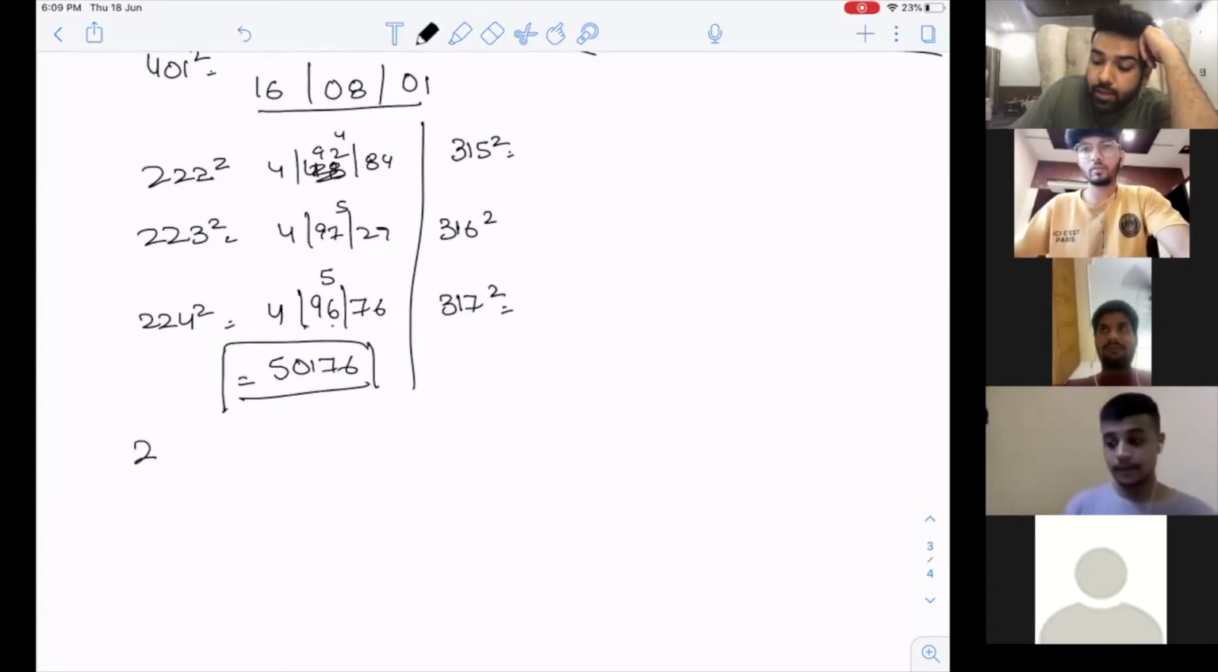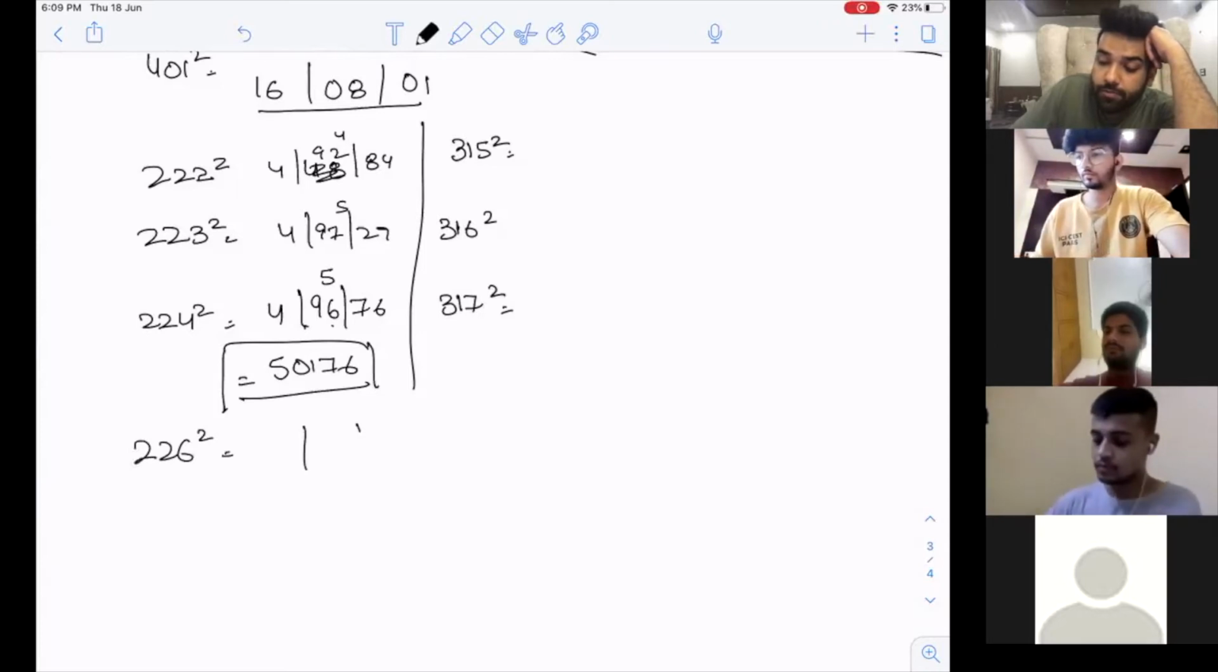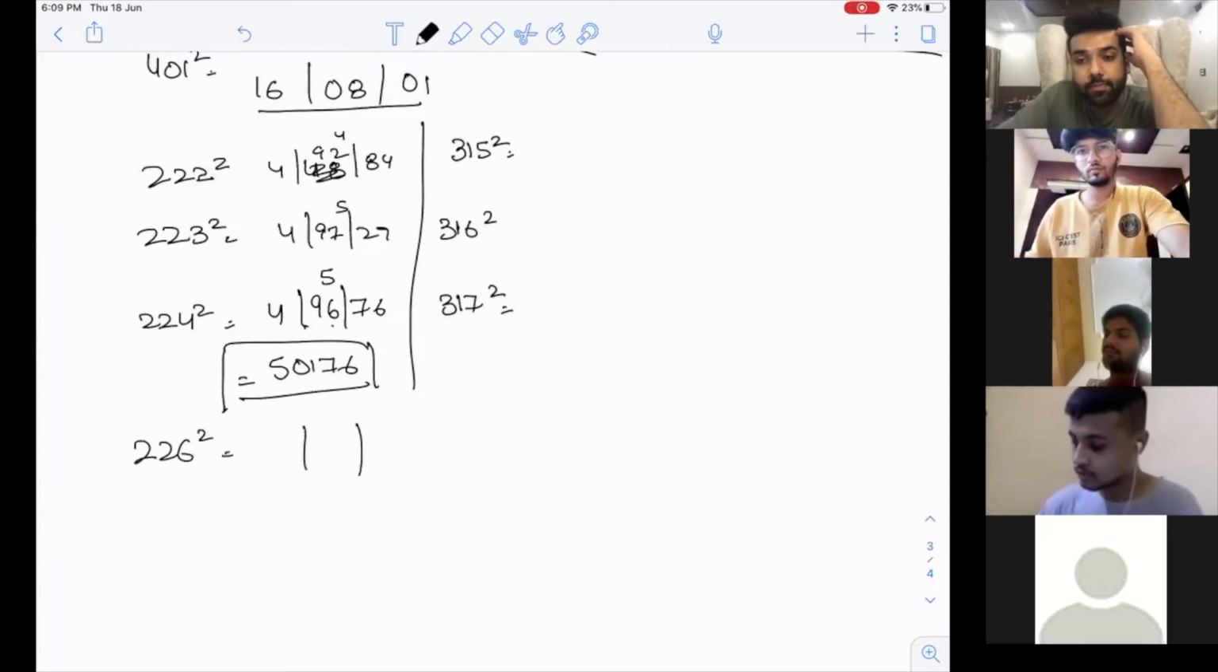Similarly, can you try 226 for me now? 226 square. Rishabh, can you give me the answer for 226 square? Orally. Anyone?